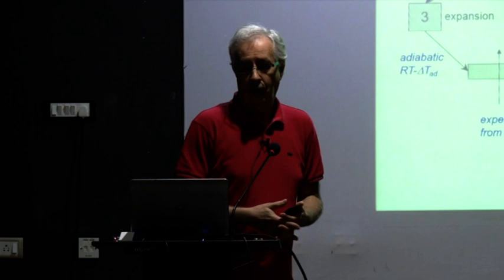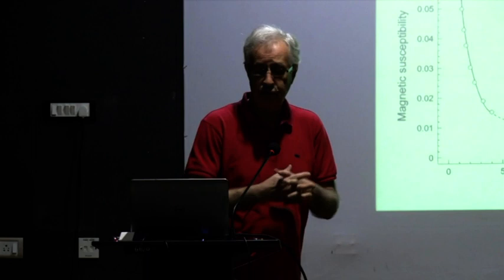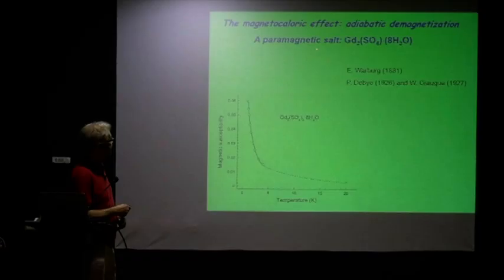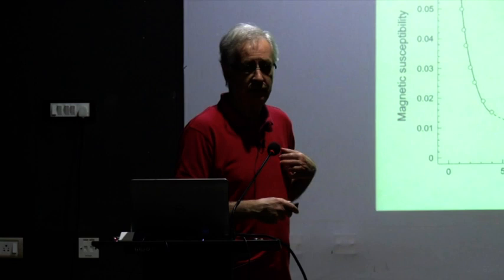Now, magnetic refrigeration is not something new. It's something old, and it's always been used to attain very, very low temperatures in the microkelvin region, or the millikelvin region at least, using the adiabatic demagnetization process. So in this case, what is used at very low temperatures is some kind of a paramagnetic salt. This is one of them. Another one is cerium manganese nitride. There are several of those, depending on which is efficient or not.